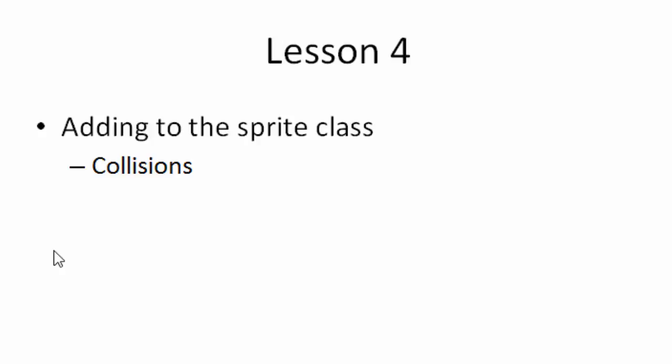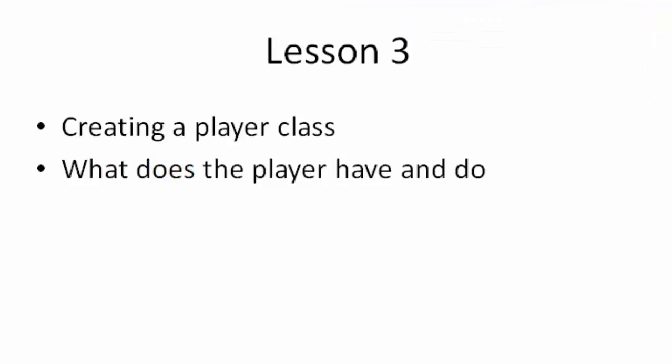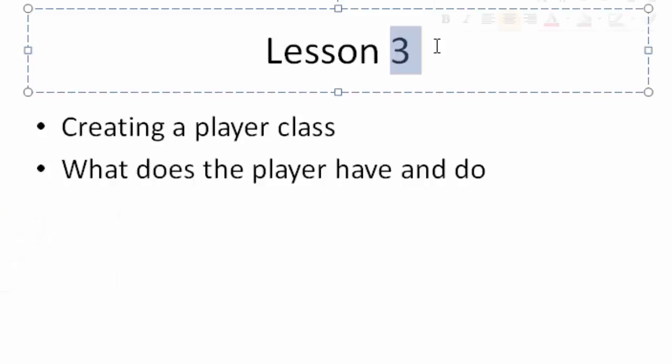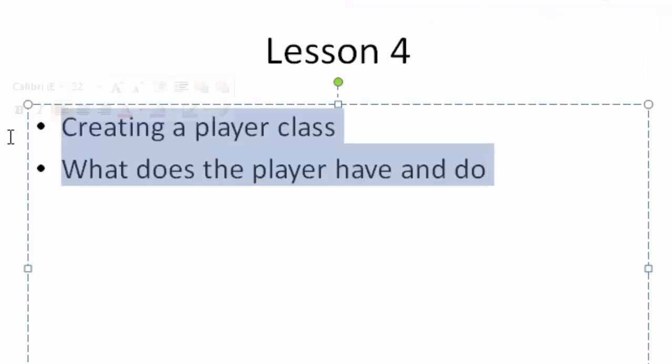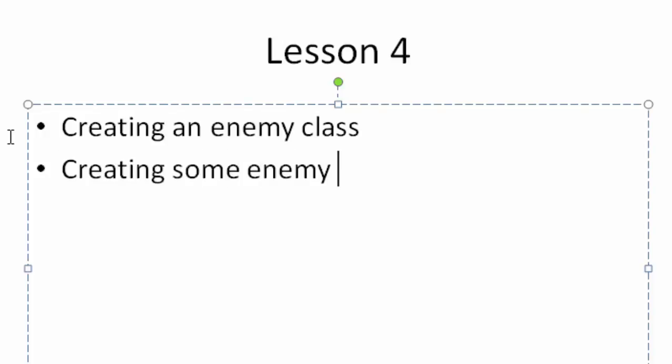But what's the point in doing collisions if I actually haven't got anything to collide it with? Okay, so I'm going to change this, and we'll do collisions at a later one. It might not even be lesson 5, I might not be able to do it in lesson 5, but we'll just see how it goes. Lesson 4, we'll do, instead, creating an enemy class, and creating some enemy AI.